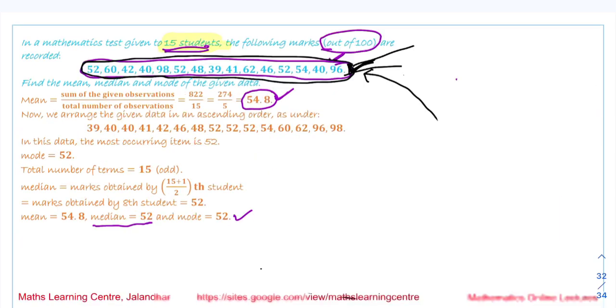Now the next is, in a mathematics test given to 15 students, the following marks are recorded. We have to find the mean, mode and median of the given data. For the mean, it is the sum of the given observations over the total number of observations. When you calculate the sum of these values, it is 822, and the number of observations is 15. It is given that there are 15 students. On solving this, you will get the answer 54.8.